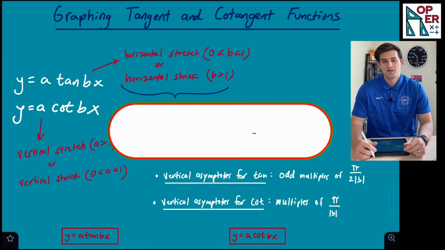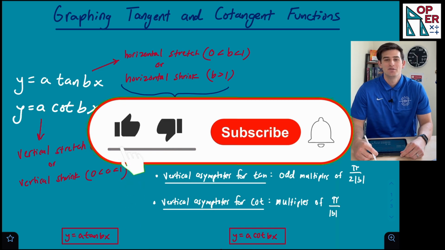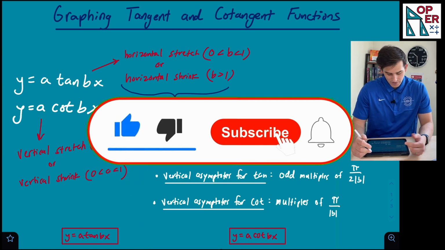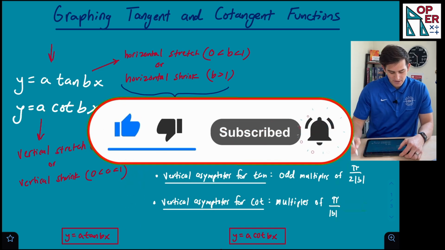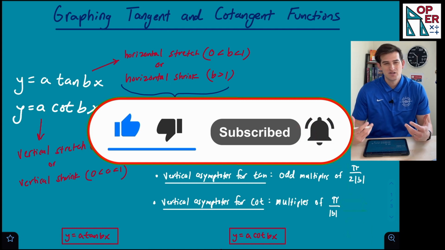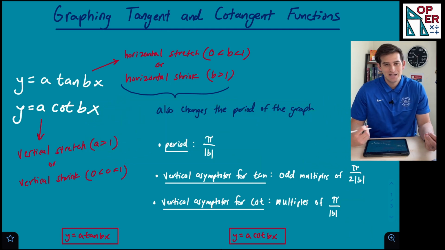Hello everyone, in this video we're going to talk about how we can graph tangent and cotangent functions. So starting off over here in white, at the left, we have our two essentially parent functions, but we've added an a and a b. So we have y equals a tangent b of x and y equals a cotangent b of x. So a and b represent the same thing.